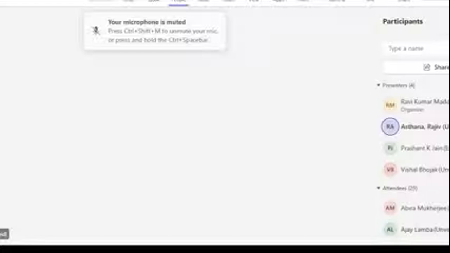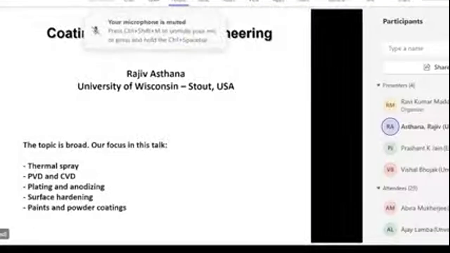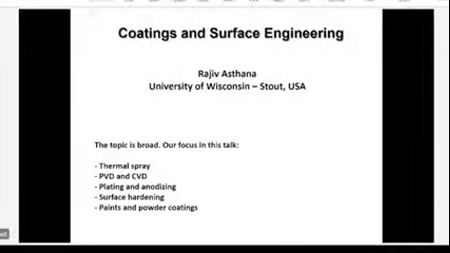So let's look at this topic of coatings and surface engineering. And this is something that manufacturing people are more involved with as compared to the previous topic. Again, coatings and surface engineering is a very, very broad area, as we all will agree. So I'm going to just narrow our focus to just a few topics here.